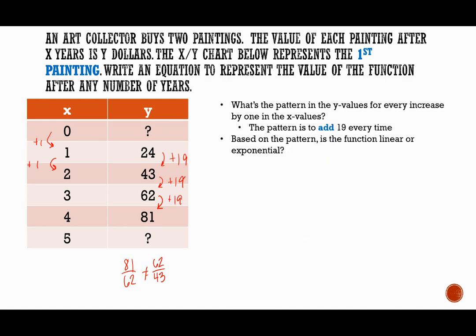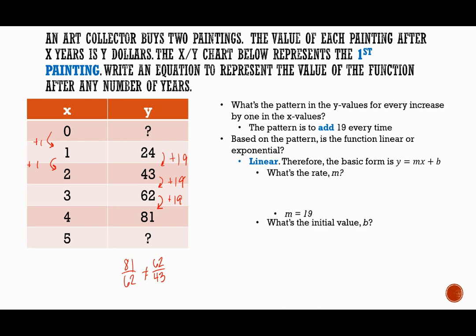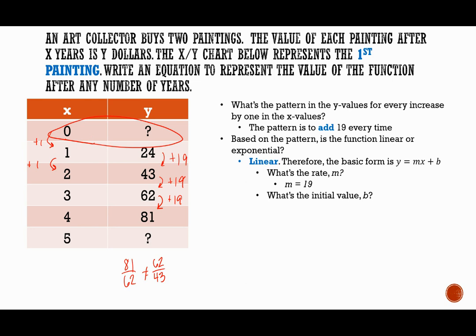Okay, well, if I'm adding 19 every time, based on that fact, is the function linear or exponential? It must be linear because I'm adding. What is my rate of change? 19, I'm adding 19. What is my initial value? Well, I don't know my initial value yet, but I can use my rate of change to make predictions or work backwards.